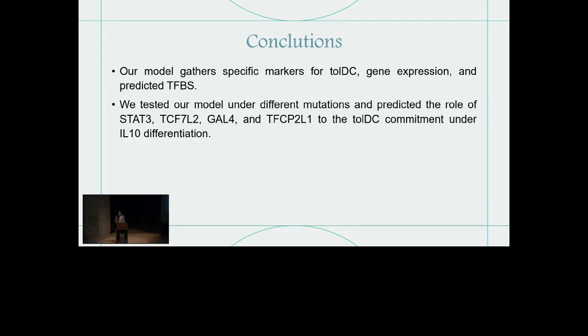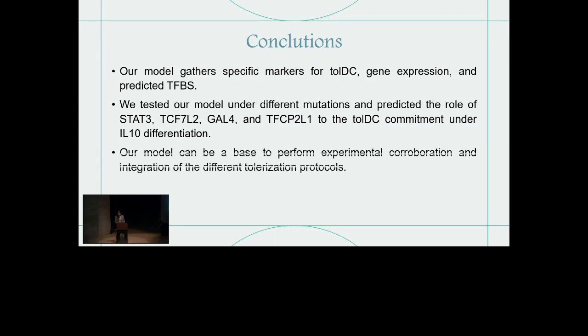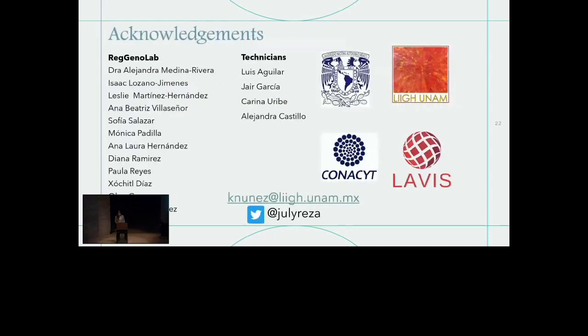As conclusions, our model gathers specific markers for tolerogenic dendritic cell gene expression and predicted transcription factor binding sites. We tested our model on the different mutations and predicted the role of STAT3, TCF7L2, GATA4, and TFCP2L1 in the tolerogenic dendritic cell commitment under interleukin-10 differentiation. Our model can be a base to perform experimental corroboration and integration in the different tolerization protocols.